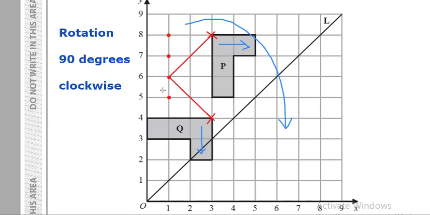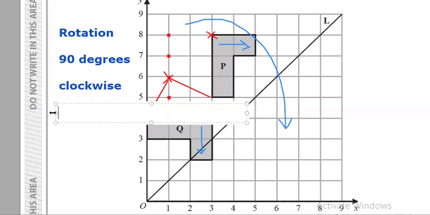And I can check the other points. For example, the distance from here till here is the same as from here till here. So this is the center of rotation that we need to write in the answer. And the coordinates of this point are 1, 6. So the center of rotation is 1, 6.